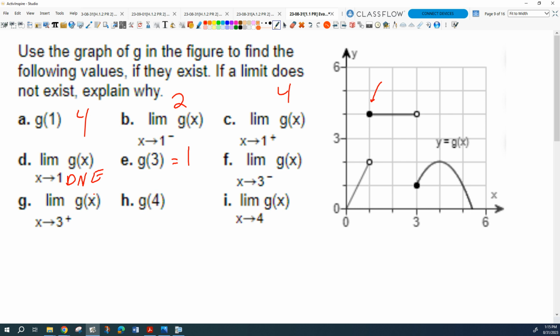The limit of G of x as x approaches 3 from the left. Good. 4, because he's approaching that point right there, isn't he? Okay. So how about the limit of G of x as x approaches 3 from the right?